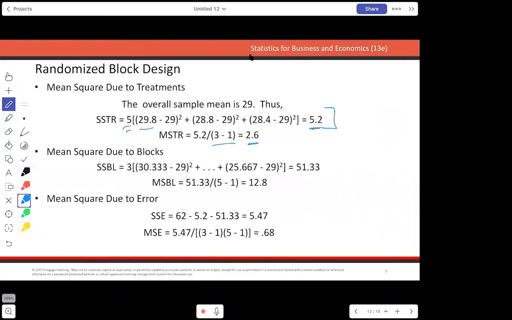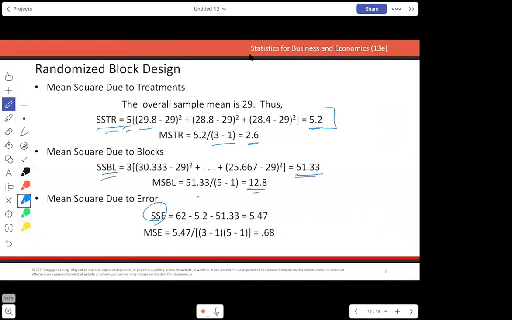Now mean squared due to blocks. When we do the calculations, it's kind of similar to SSTR, but you're going to get SSBL, where now we're looking at the means for each of the cars. In other words, the block means. We're going to do this 5 times because we have 5 cars. We get 51.33, and we get an MSBL of 12.8.